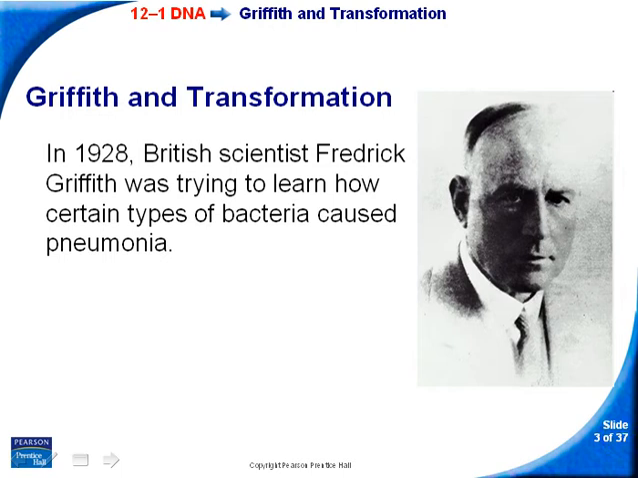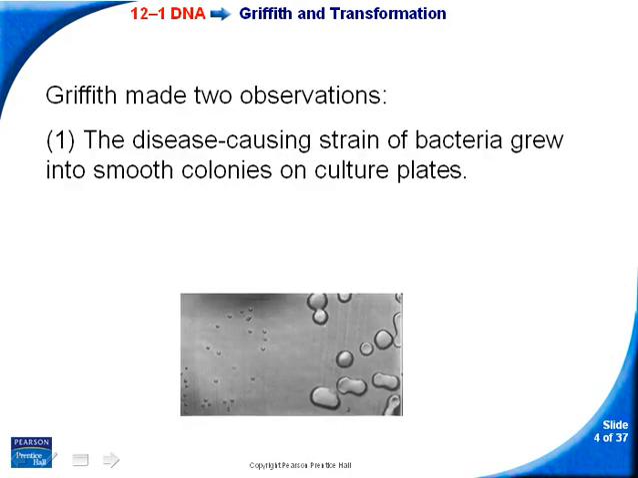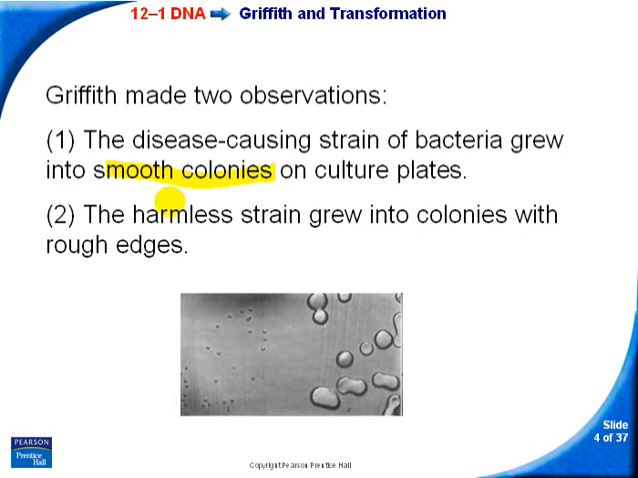First person we're going to talk about is Frederick Griffith, and he was looking at bacteria that cause pneumonia and isolated two strains of the bacteria. And you may have heard this one before. One was the smooth colonies, and the other colony was the rough edges. Basically, the smooth colony had a coating on the outside of it, and the rough edge colony didn't.